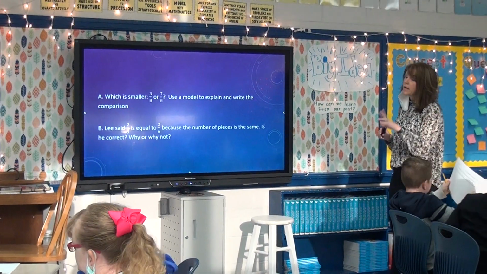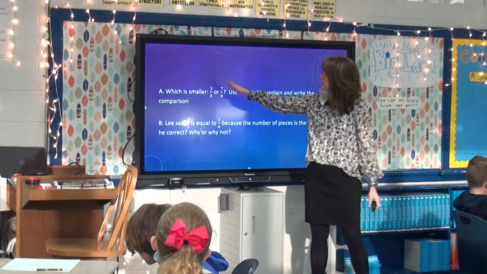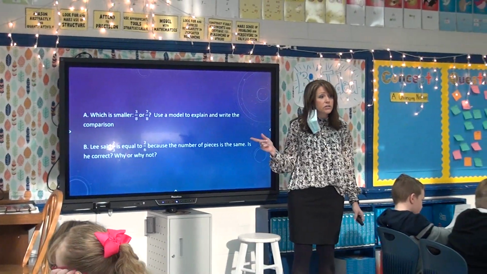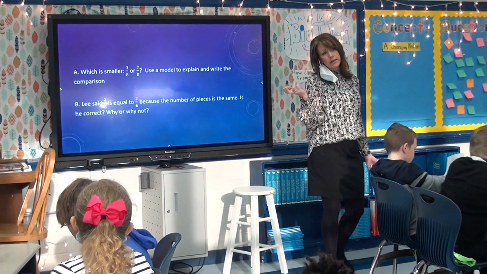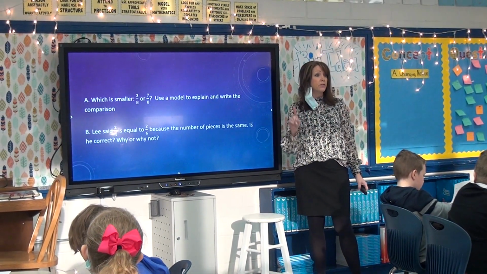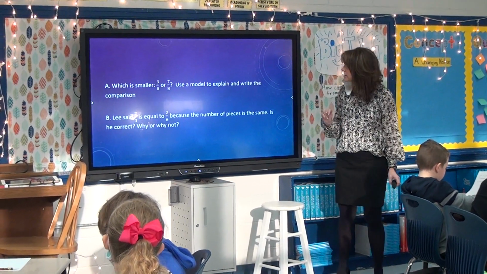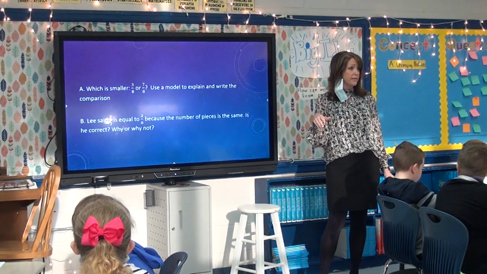If you flip your paper over, you're going to see the same problem that I have on the board. Actually, two problems. The first one is we're just looking at two fractions, 3/8 and 7/8. And my question is, which is smaller? Now remember, some of you may be looking at that and go, I know already, but we've got to model and explain. So be sure that as you're working, you're modeling and explaining your success criteria. And I want you to write that comparison using your comparison signs, okay?